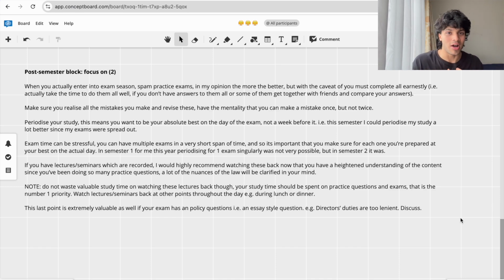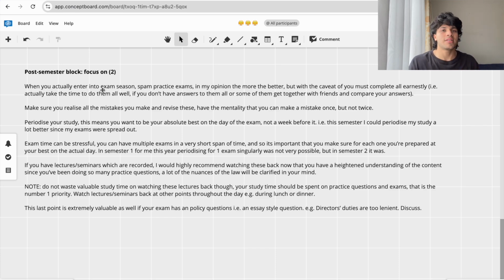And so what I would advocate is do a lot of them, as many as possible, but with the caveat that you must complete them all earnestly. And what do I mean by earnestly? You can't spend 10 minutes on a question which you should be spending 20 minutes on. Take the time to do them well. Take the time to learn from them.